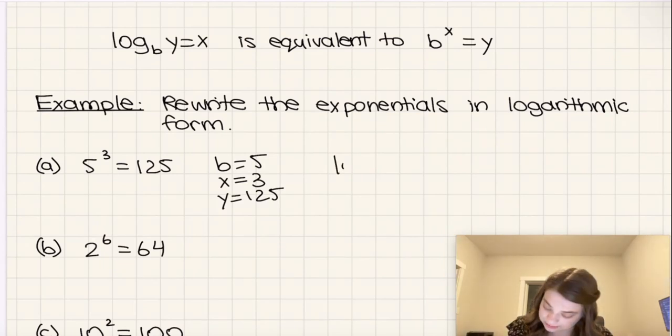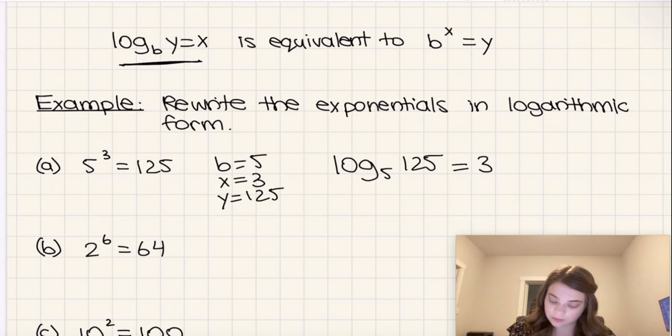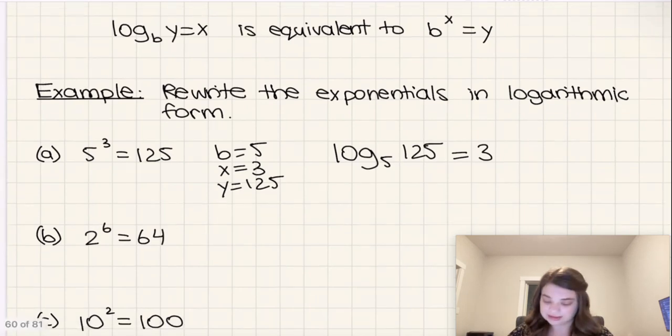So log base b. In this case, I'm just going to plug in 5 for b, and then 125 for y, and then 3 for x, and there we go. We have our logarithmic form. And now we just do the same thing for the rest of these.